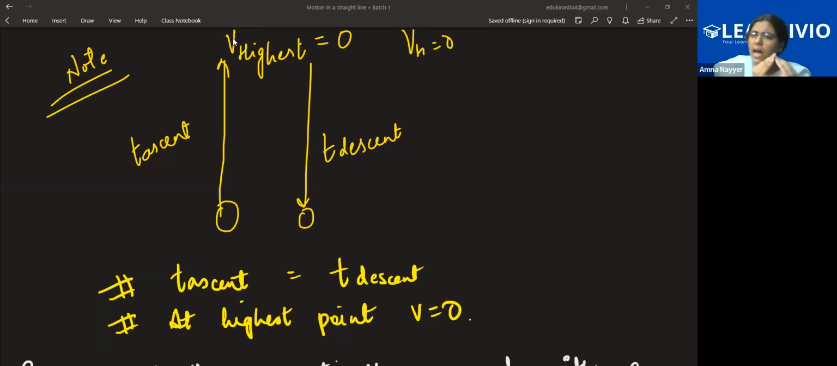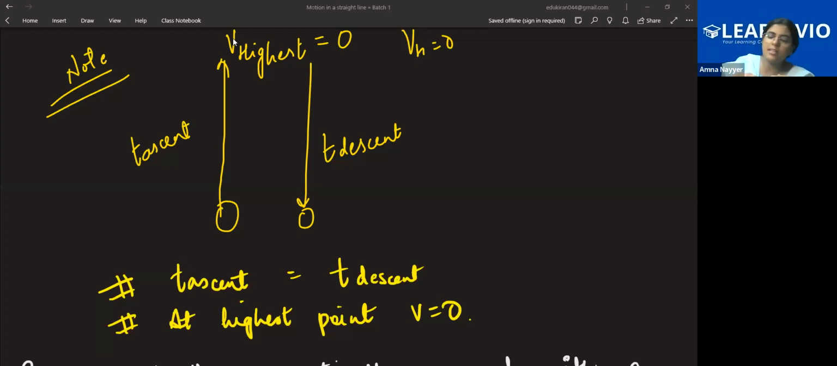Now, when the body has reached the highest point, the velocity becomes zero. From the ground, the body is moving up, velocity is decreasing, and velocity becomes zero. Because the velocity has become zero, the body cannot move further up. So the body falls down, and the velocity increases again until it becomes the original velocity. So at the highest point velocity is zero. This is a very important point that you should remember.